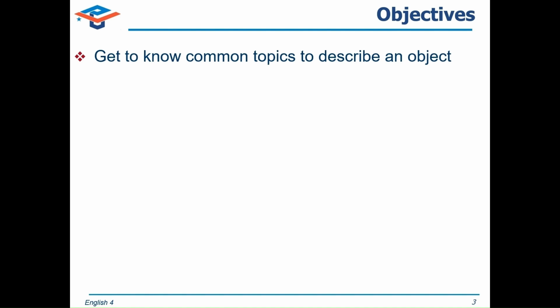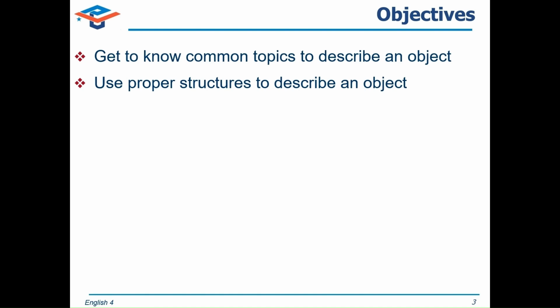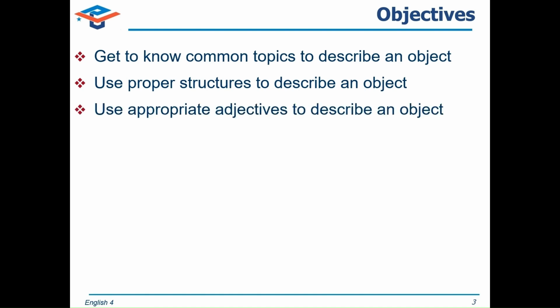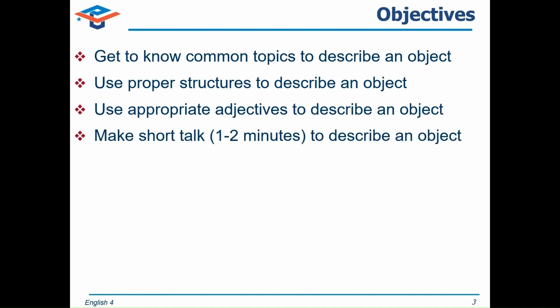Our 4 main objectives of the lesson. By the end of the lesson, you are supposed to be able to, first, get to know common topics to describe an object. Second, practice using proper structure to describe an object. Third, practice using appropriate adjectives to describe an object. And finally, practice making a short talk from 1 to 2 minutes to describe an object.